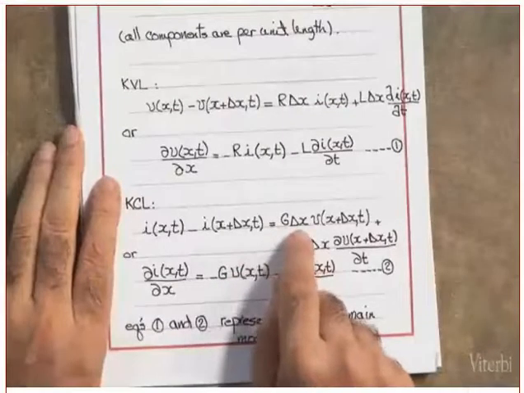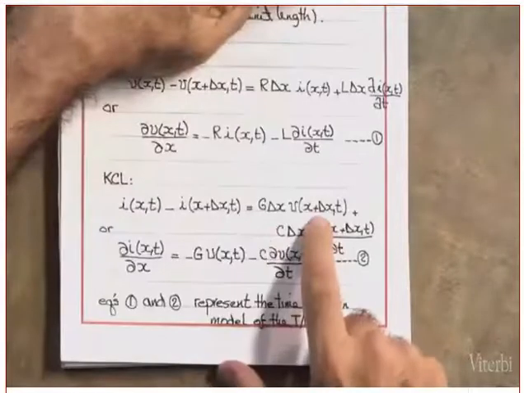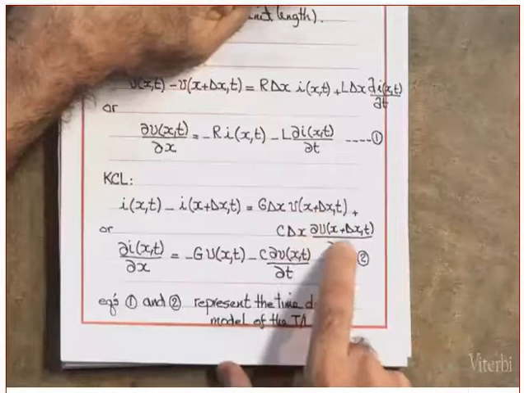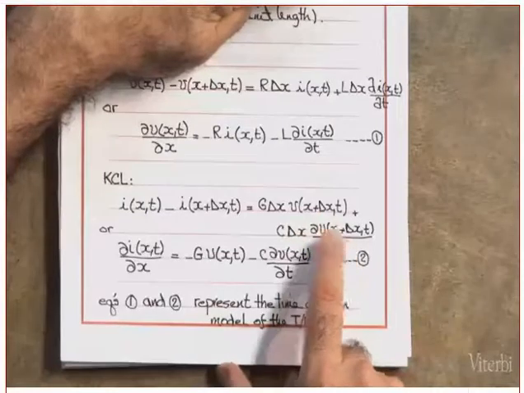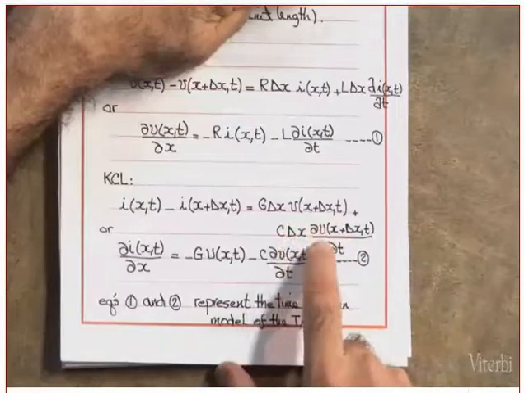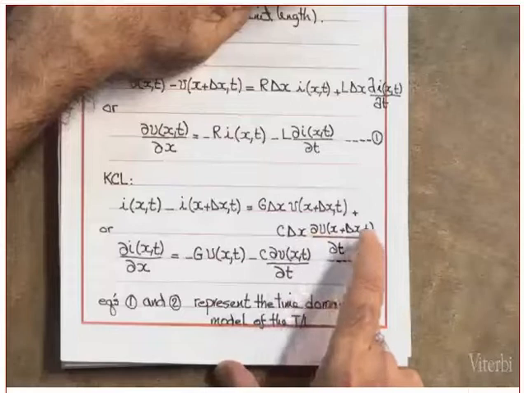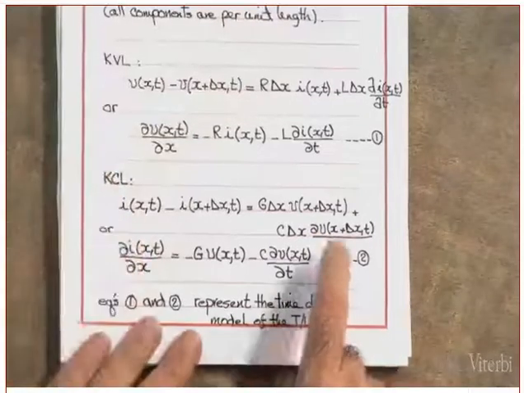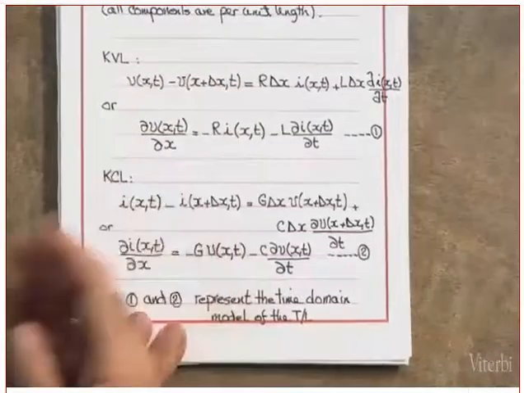G delta x times the voltage, which is what? V of x plus delta x comma t, plus what? What is this? This is the current through the capacitor, which is C delta x times the partial of V of x plus delta x comma t with respect to what? t. Did you get it? Yes or no?